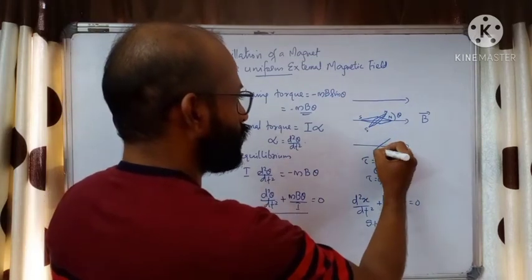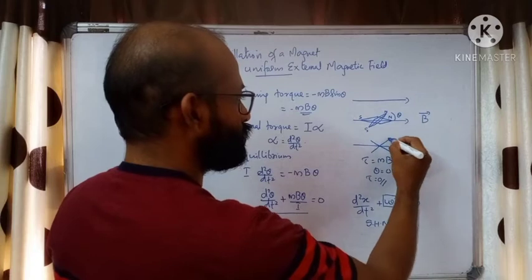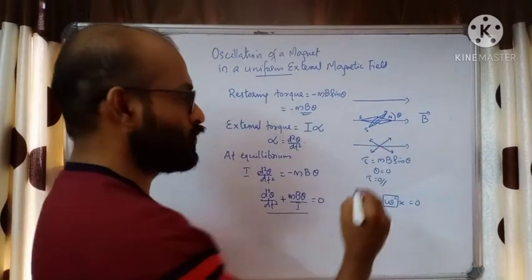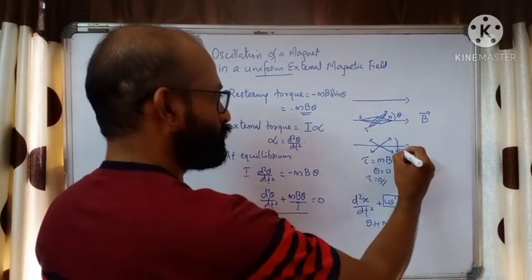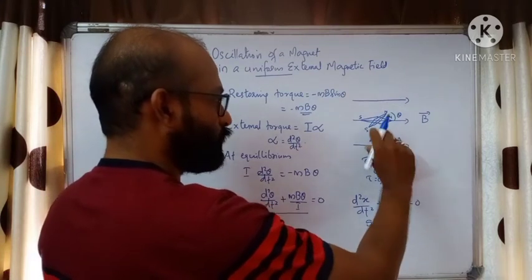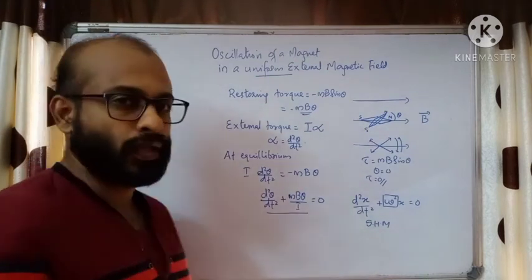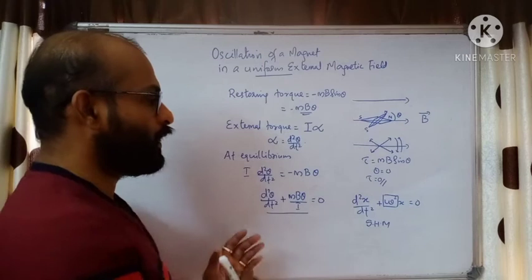This may be one position and this may be the other position. Between these two positions, the compass needle can oscillate. So there will be a to and fro motion like this. In this direction, the compass needle can undergo oscillation. And this oscillation will be simple harmonic oscillation. Now we have got the equation.